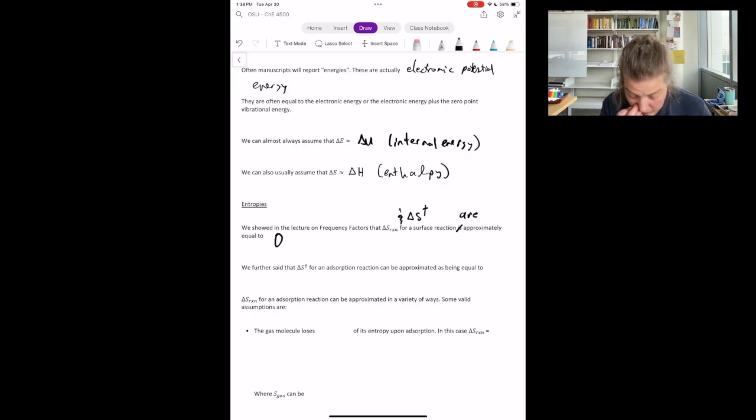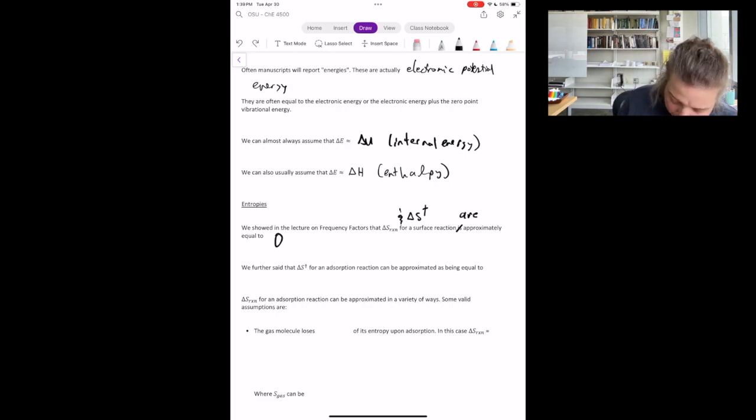For an adsorption reaction, these quantities are not equal to 0. So an adsorption reaction involves a gas or liquid phase species binding to a surface, and there is a distinct loss of entropy in doing that.